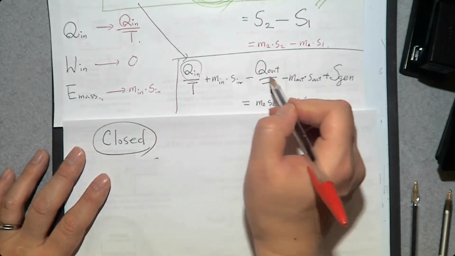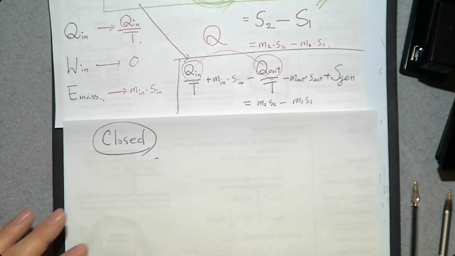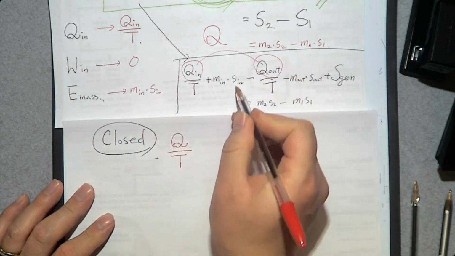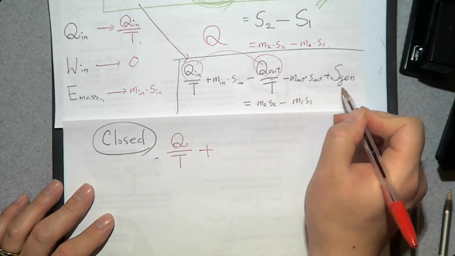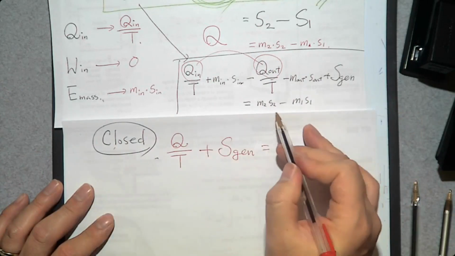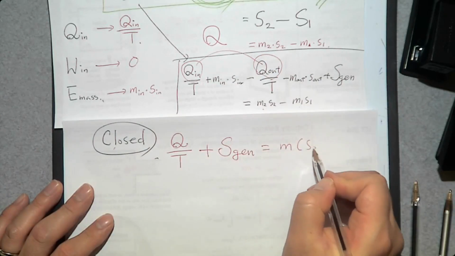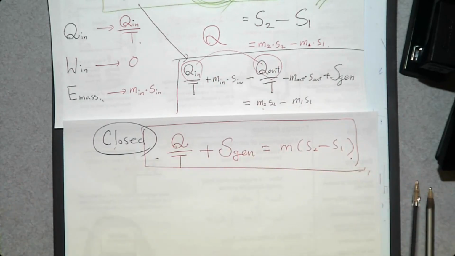Q in and Q out together, we can say net heat transfer Q. So net heat transfer Q divided by temperature, and there's no mass transfer in and out, so we only have entropy generation. It's a closed system, so M2 is the same as M1. So it's going to be mass times S2 minus S1. That's the entropy balance equation for a closed system. Looks much simpler than this one, right?